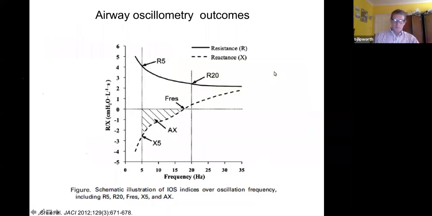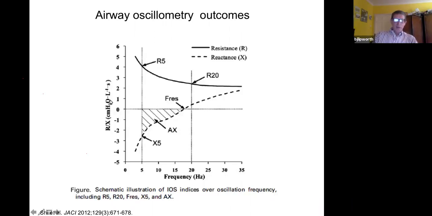So this is what it looks like. This is what you get out. Now, do you remember I said it's a relationship of pressure, which can be centimeters of water or kilopascals, to flow in liters per second. Okay, so that's why centimeters per liter per second, pressure flow relationship. That's the impedance. And the impedance, as I've said, has two components. R stands for resistance and X stands for reactance. I prefer to call it compliance because I think that's more descriptive.